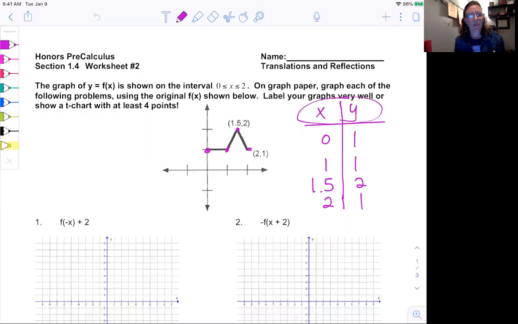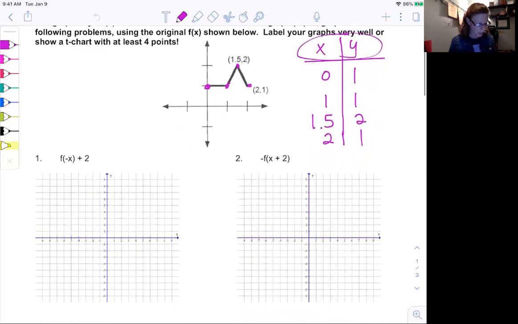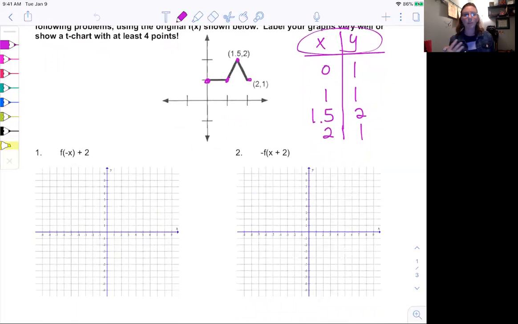Today I thought I would discuss the section 1.4 worksheet with you. This is worksheet number 2, and this was Thursday's assignment. I just wanted to go through a couple of questions and concepts with you to review the translations and reflections of these graphs. So here we have this function. I have the x and the y values labeled as we discussed in yesterday's lesson. And looking at some of these problems, let's think about what happens to the graph.